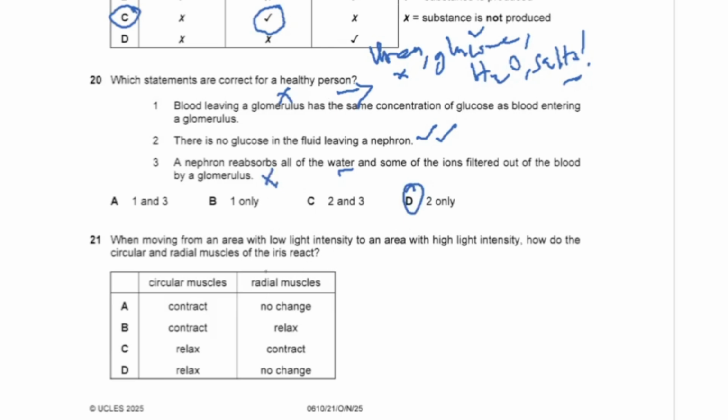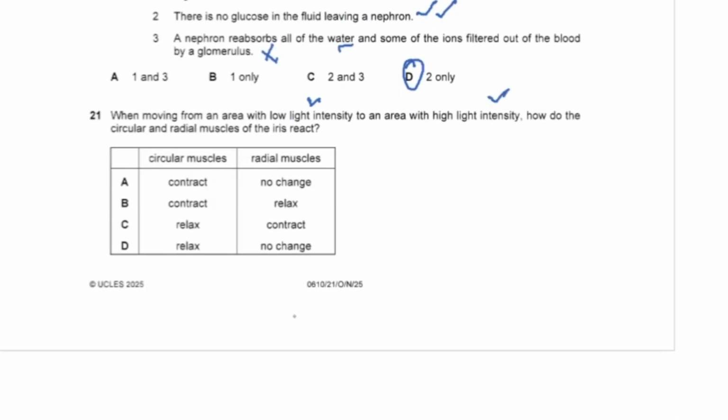Moving on to the next question. When moving from an area of low light intensity, take note, to an area of high light intensity, how do the circular and radial muscles of the iris react? Okay, so let's look at this closely. This is a simple question. This question is about a concept called the pupil reflex.